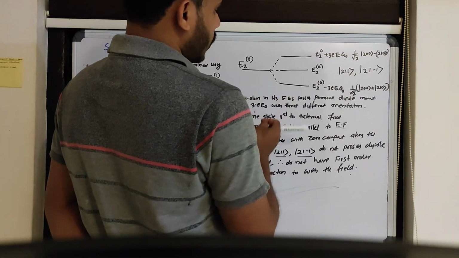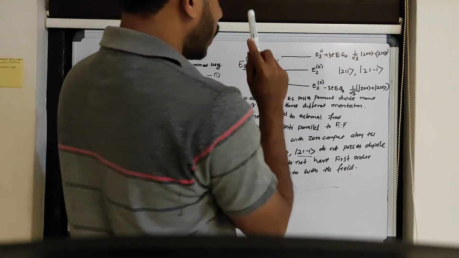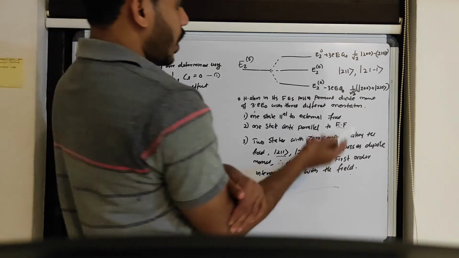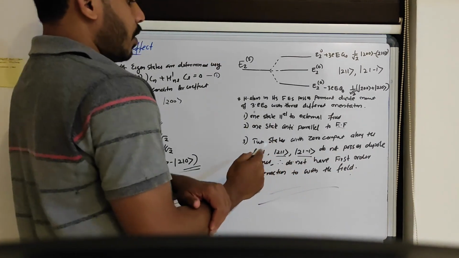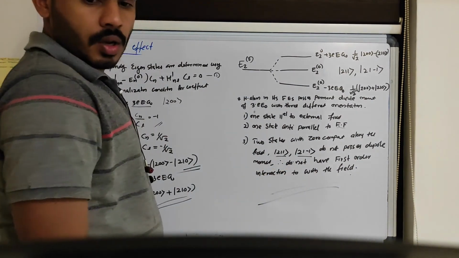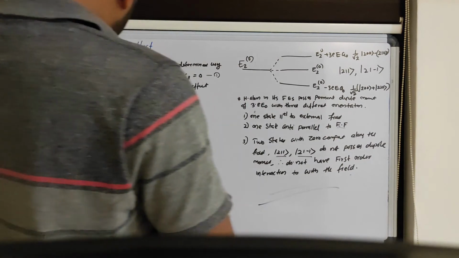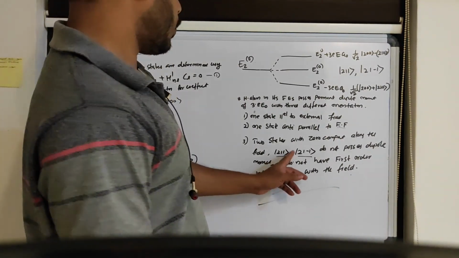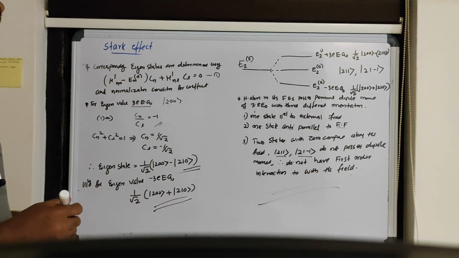This dipole moment has three orientations. One state is parallel to the external electric field, another state is anti-parallel to the electric field, and the other two states, 2 1 1 and 2 1 minus 1, do not possess a dipole moment, having zero component along the field. So the states 2 1 1 and 2 1 minus 1 do not have a first order interaction with the field. So this is all about the Stark effect.